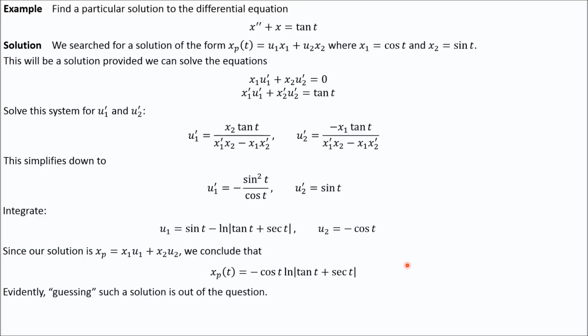There's no way we could have possibly guessed this solution, so the method of undetermined coefficients was hopeless in this problem, but variation of parameters allowed us to solve it.